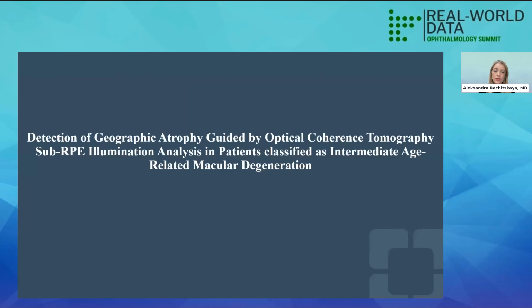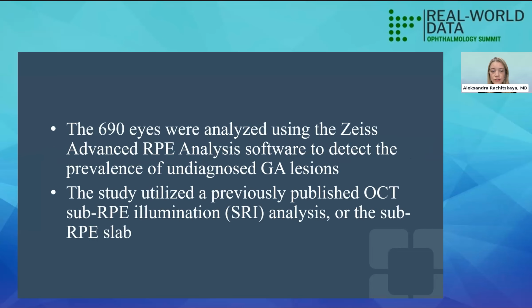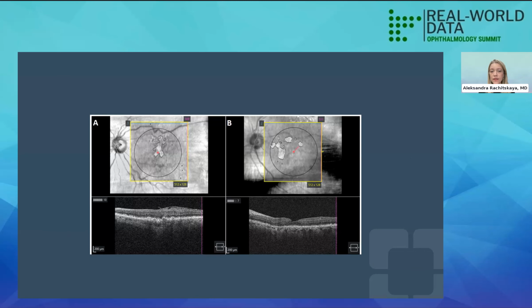So our group wanted to take a slightly different approach to this and look at patients who are diagnosed in the chart as intermediate age-related macular degeneration. So the ICD diagnosis is intermediate AMD, and see if we can use the OCT, in particular the sub-RPE illumination analysis, to detect areas of geographic atrophy. So we had 690 eyes that were analyzed using this method. As I mentioned, we followed the same methodology that's been previously published. And this is how it looked.